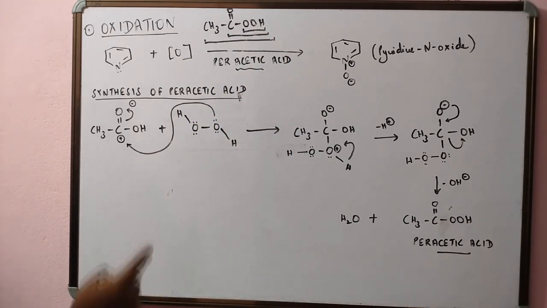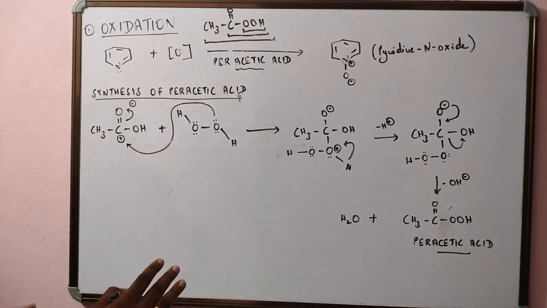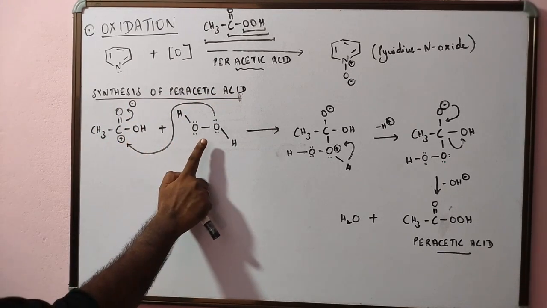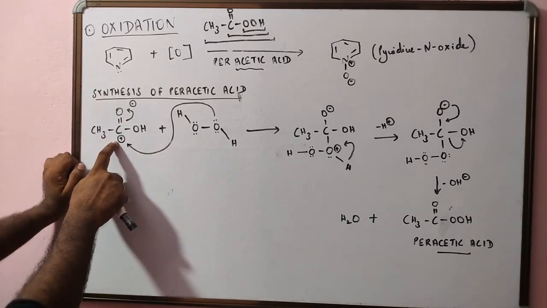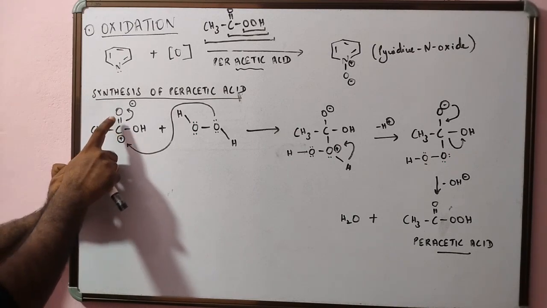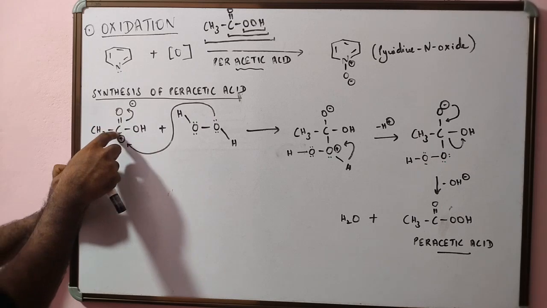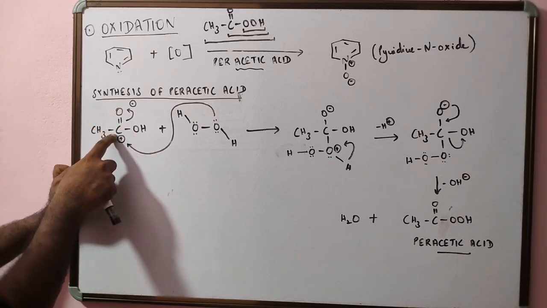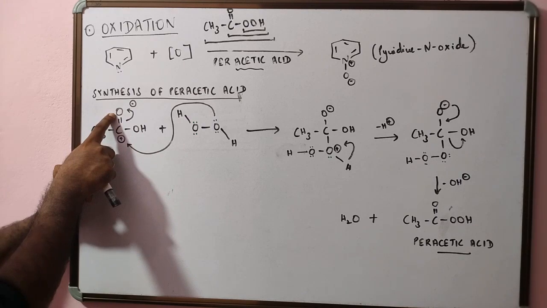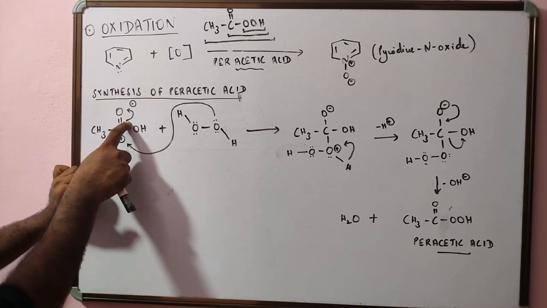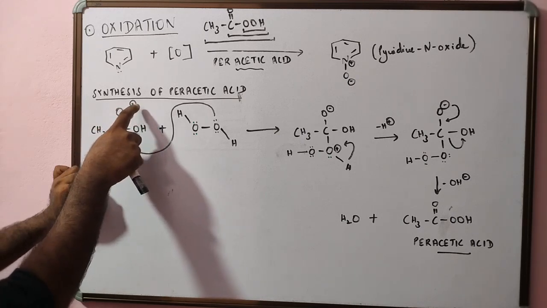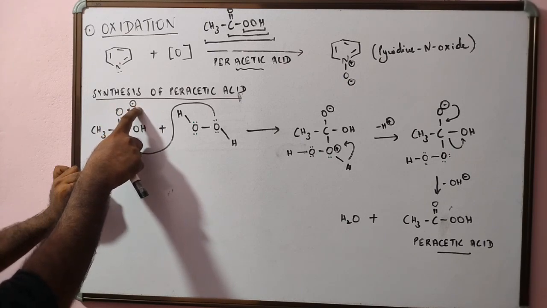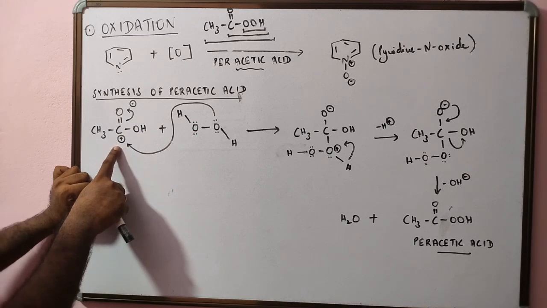How is it formed? Synthesis of peracetic acid. To form peracetic acid, you just need to treat acetic acid with hydrogen peroxide. The carbon double bond O of acetic acid is a highly polar one. This is because there is a difference in electronegativity of the two atoms involved in the bond. Oxygen is highly electronegative and therefore it pulls the electron pair that it shares with the carbon towards it, resulting in a negative charge over oxygen and a positive charge over the carbon.